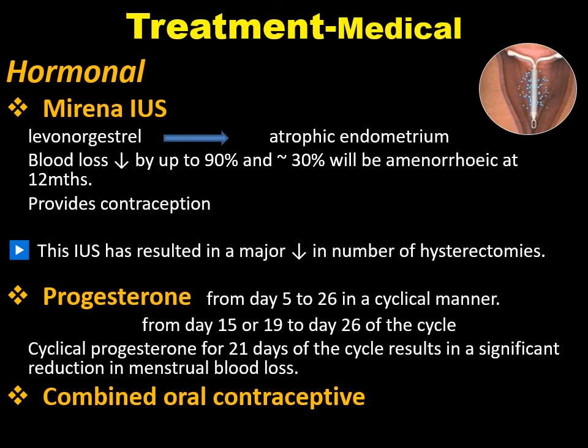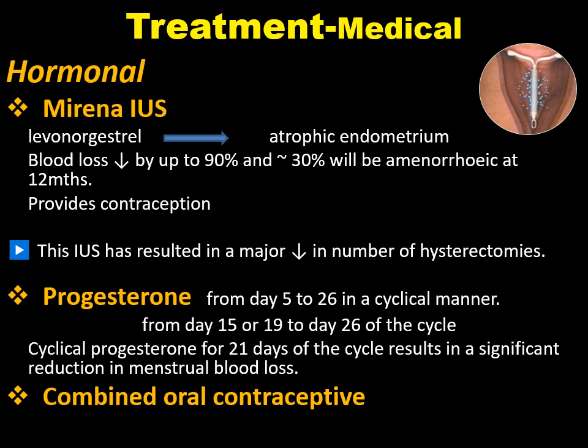The other benefit from the Mirena is that it provides contraception. And remember, we said that Mirena may be useful for the management of dysmenorrhea. So whenever you have a lady presenting with heavy bleeding and dysmenorrhea, and she wants a method of contraception, then Mirena will be the procedure of choice.